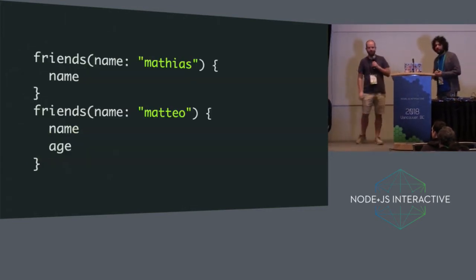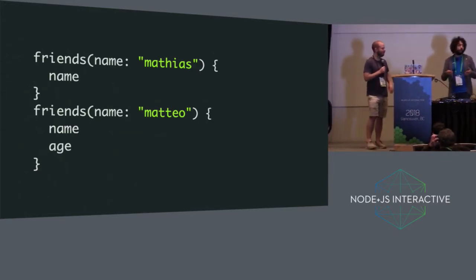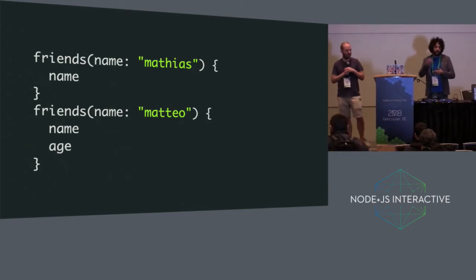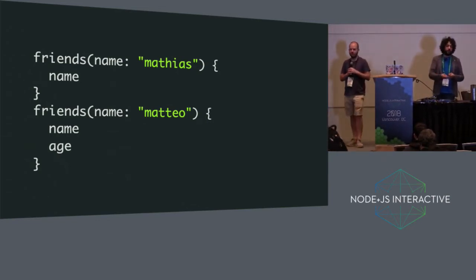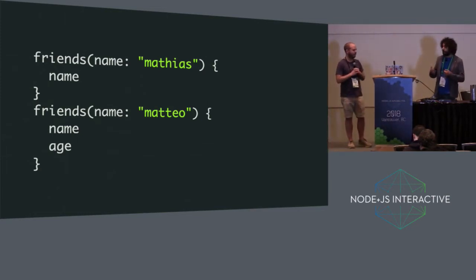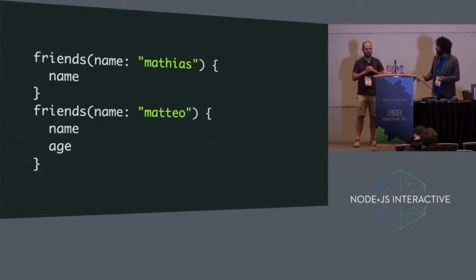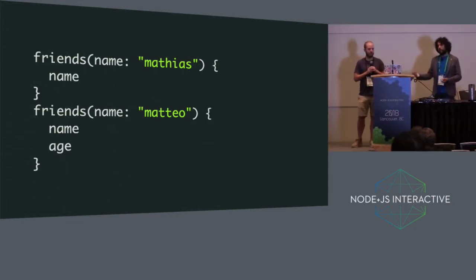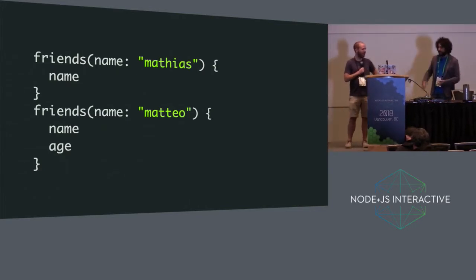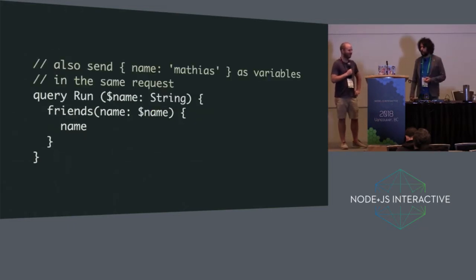One of the key things about GraphQL is that it enables you to do multiple queries at the same time over a single request-response round trip to the server, reducing the number of calls you're doing and overall providing a better user experience. In this query, we are asking for both the friends of Matthias and my friends. And we can even get different properties on all the different queries.